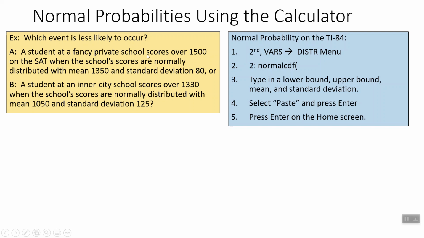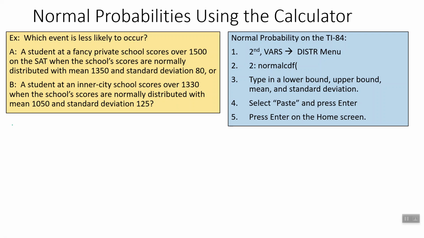So a student at a fancy private school scores over 1,500 on the SAT when the school scores are normally distributed with a mean of 1,350 and a standard deviation of 80. Or a student at an inner city school scores over 1,330 when the school scores are normally distributed with a mean of 1,050 and a standard deviation of 125. So which one of these is actually a more impressive feat? Which one is less likely to occur?